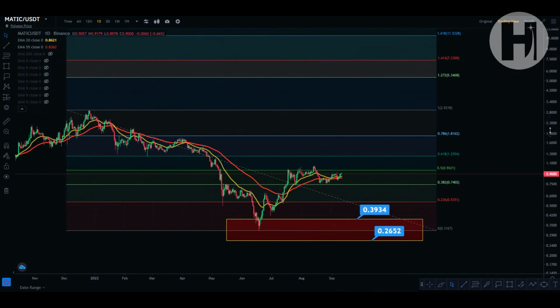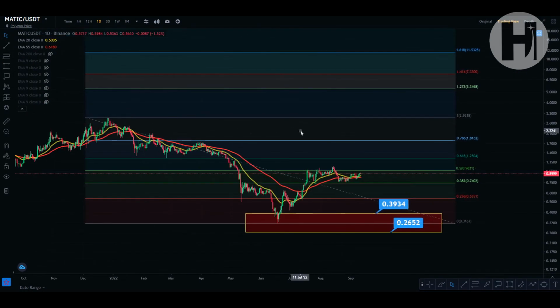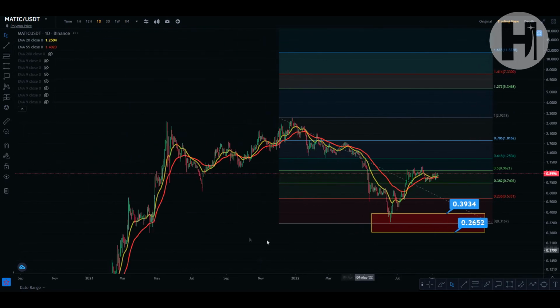So jumping into the Binance website, I have another Fibonacci retracement, and I have a buy zone for you here, anywhere from 39.5 cents all the way to 26.5 cents. That's a pretty good buy zone for you guys.